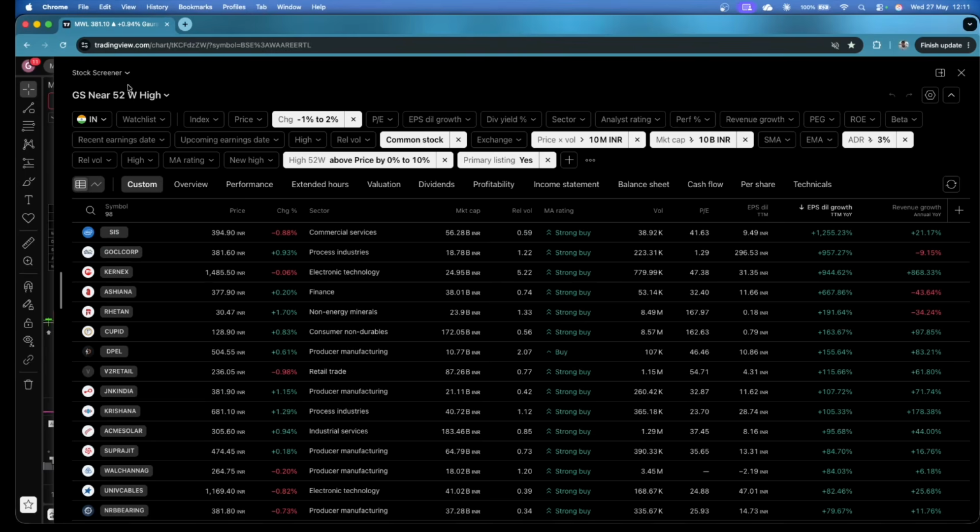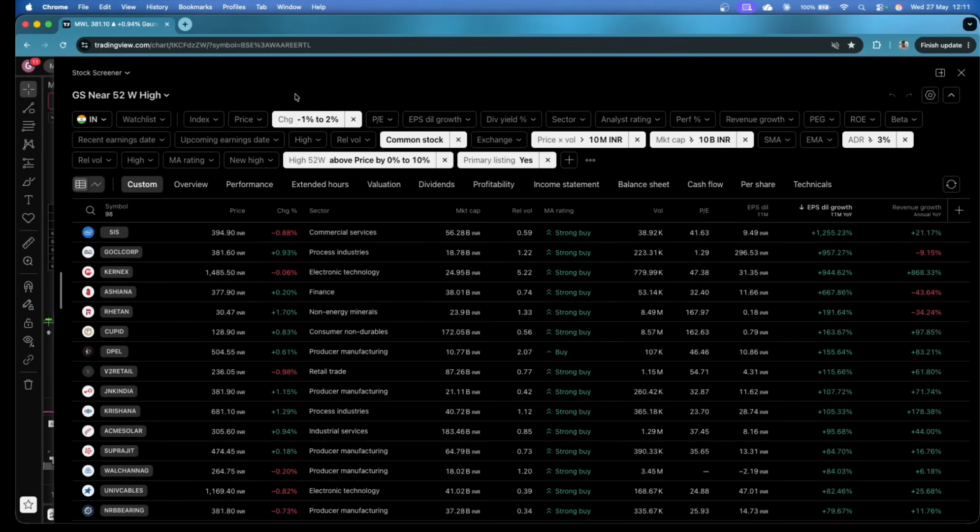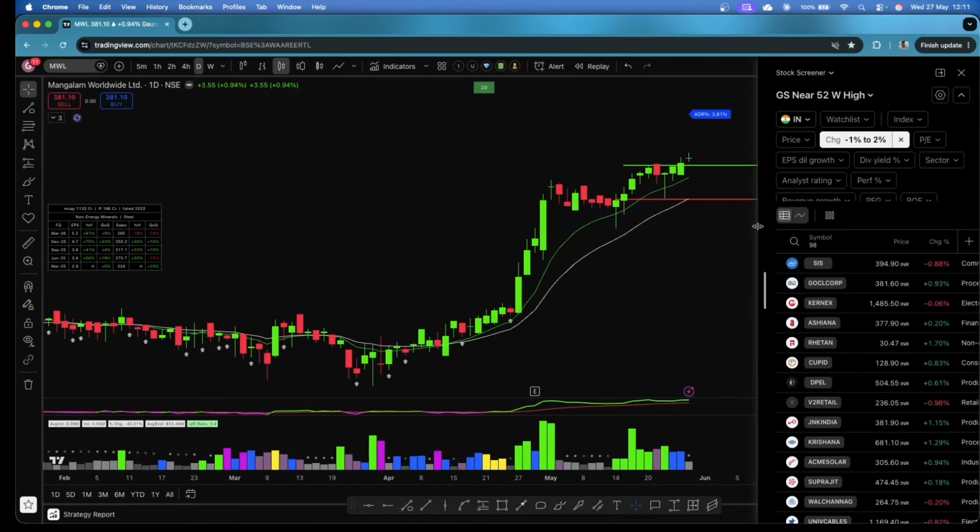Okay, and the second scanner which I have talked about again and again is near 52-week high, which is this one, right? Here basically we're looking for the stocks which are nearest to the 52-week high, within the range of 0 to 10%, a market cap higher than 10 billion, and I want to see the price of tight candles, right? So kind of something around minus 1 to 2%.